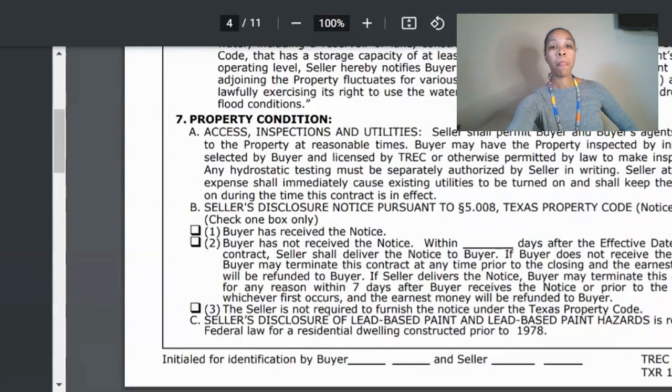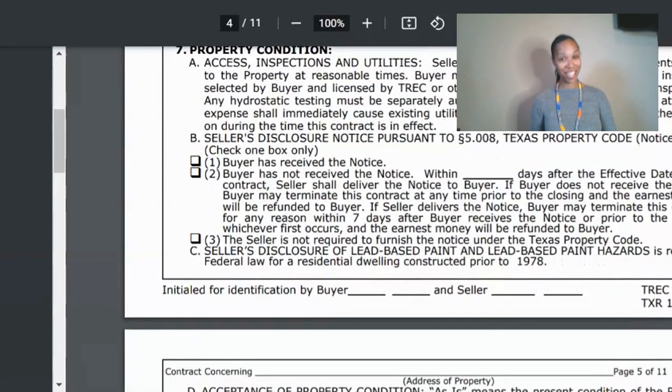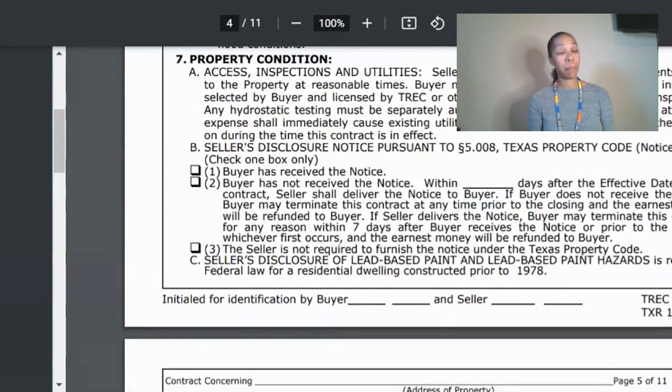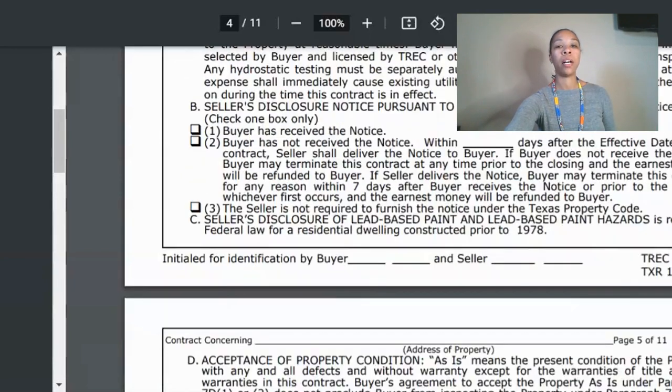Now, the property's condition. Let's talk about that. You are hopefully going to take our advice and get an inspection. I don't care if it's a new build or not. You get an inspection. It just protects you. Okay, so here's the deal. There's some things that you have to be notified of. The seller's disclosure. If the property qualified to need one, that's all in there.